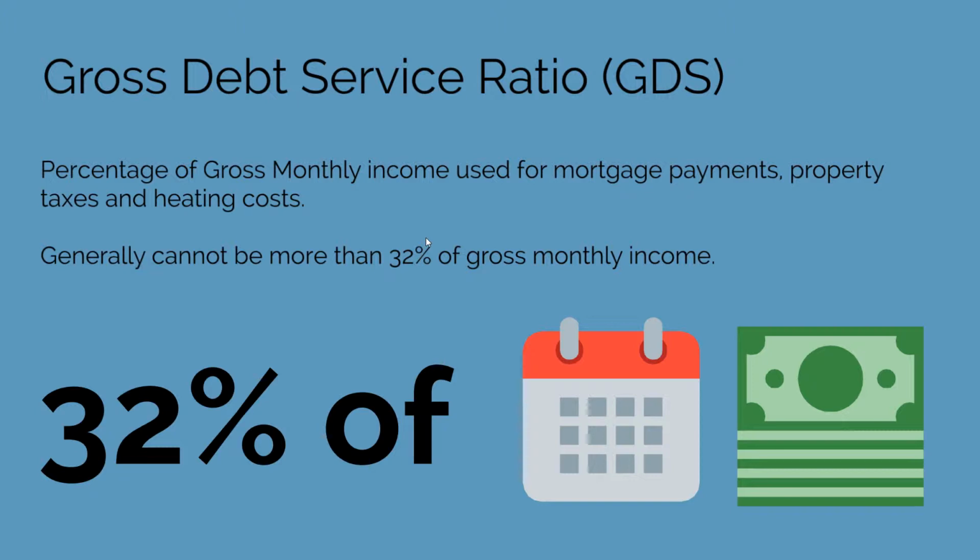So what does this mean for you? It means that you can only use 32% of your gross monthly income on mortgage payments, property taxes, and heating costs. And just to give you a really simple example, if you were making $1,000 a month gross, 32% of that would be $320. So that means in the bank's eyes, the maximum amount that you could put towards mortgage payments, property taxes, and heating costs would be $320 a month. So you can take your own gross monthly income and figure out what that amount would be.